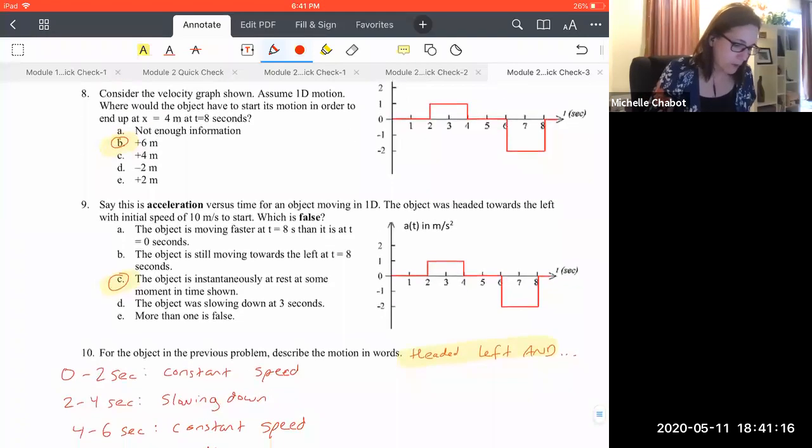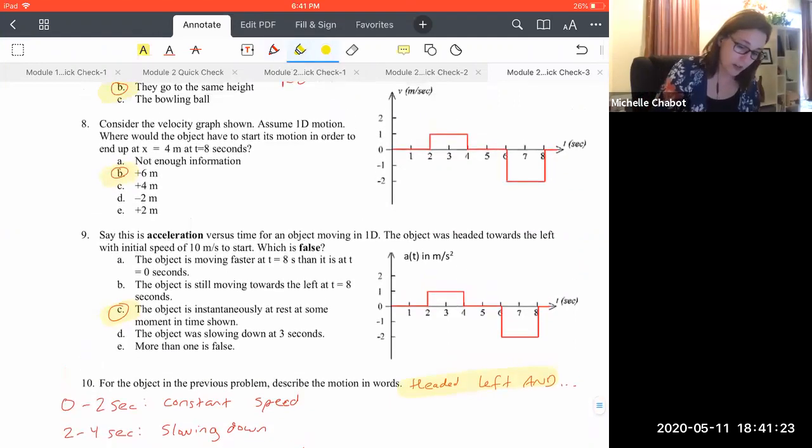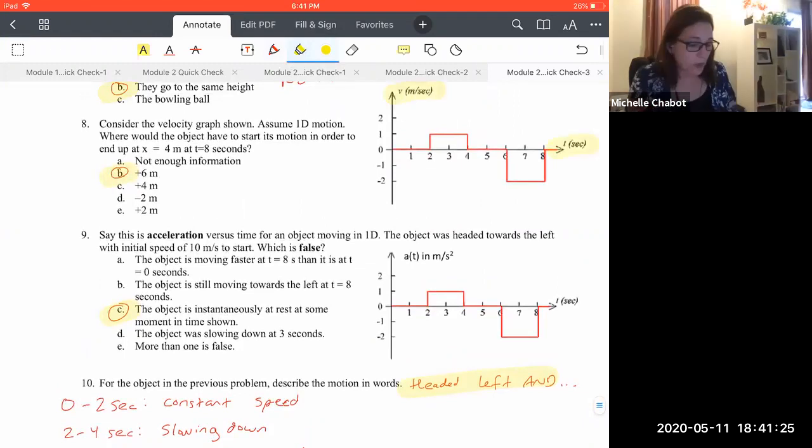All right, almost done. Number 8, the velocity graph shown. So that means that this is velocity as a function of time. And we're assuming one-dimensional motion. Where would the object have to start its motion in order to end up at x equals 4 meters at the end at t equals 8 seconds?